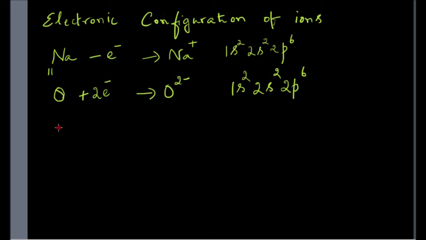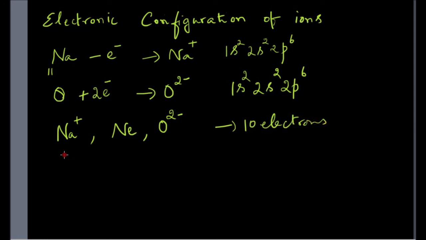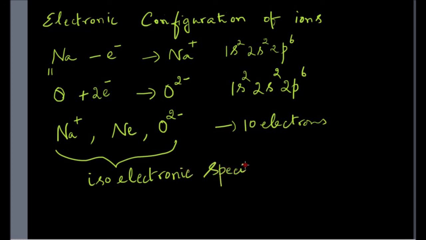By the way, the sodium ion Na plus, the neutral atom neon, and the negatively charged species O2 minus all have the same number of electrons, that is they all have 10 electrons. Such a set of species is called isoelectronic species. Isoelectronic means same number of electrons.